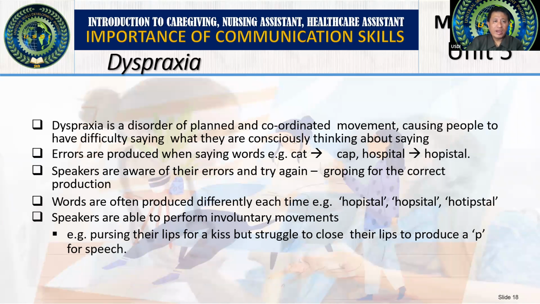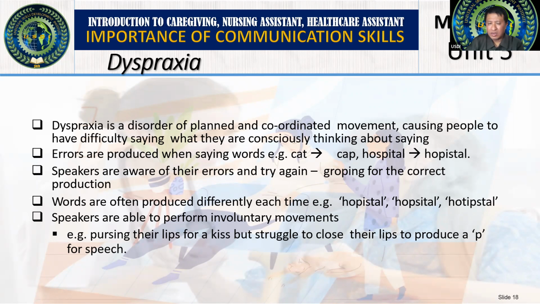Okay, we have also dyspraxia. Now dyspraxia is a disorder of planned and coordinated movement, causing people to have difficulty saying what they are consciously thinking about saying. Errors are produced when saying words like, for example, cat. They will say cat. Hospital, they would say hopistal. Speakers are aware of their errors and try again. So they are going to re-utter. Sasabihin nila ulit yun.